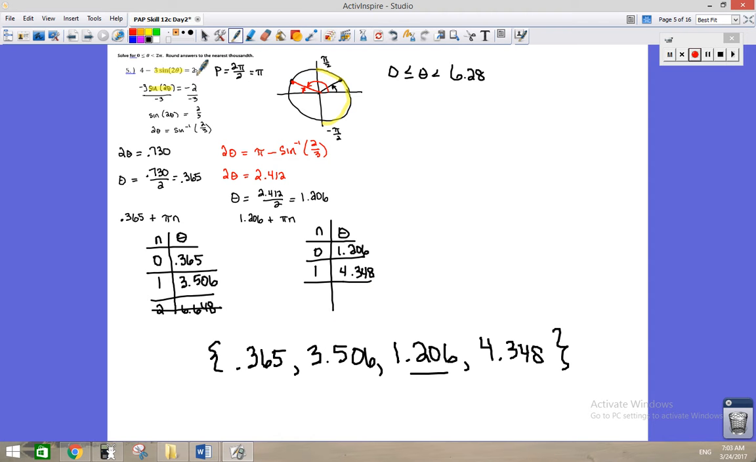It may not be 2 exactly for all of those because, like I said, we carried it out to 3 decimals, so that's probably good enough. If you wanted a little bit more accuracy, you could carry it out further. But there's our solutions to this one.